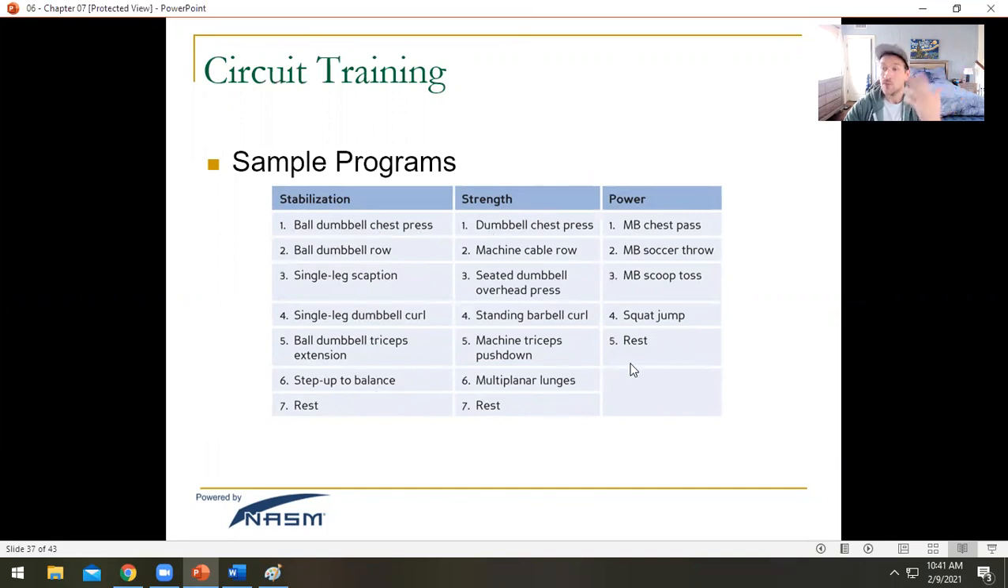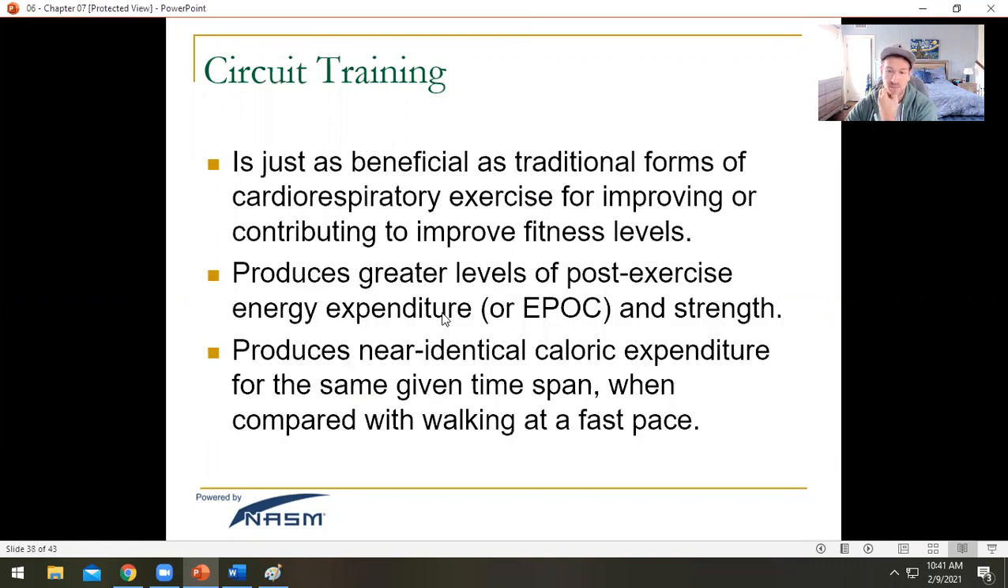All of these are power. Really good examples of circuits that are in there, guys. You can take a look at those. We love circuit training. It has been shown to be just as beneficial as traditional cardio.